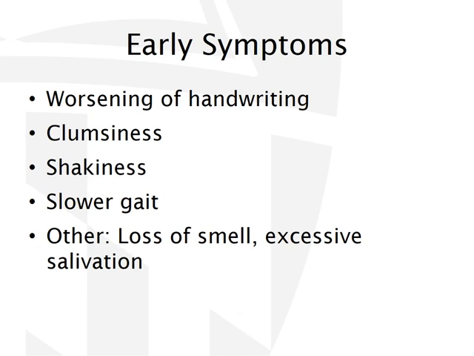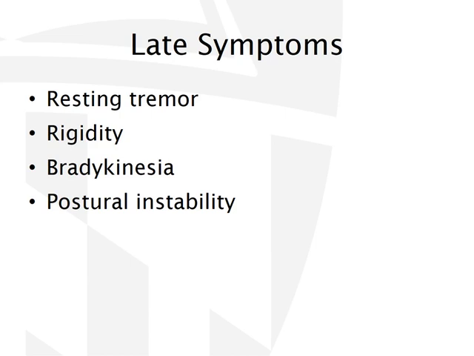Years before functional impairment occurs, patients may experience early symptoms of Parkinson's disease, such as worsening of handwriting, clumsiness, shakiness, a slower gait, and other symptoms like loss of smell or even excessive salivation. The late symptoms are those symptoms that are most associated with Parkinson's disease.